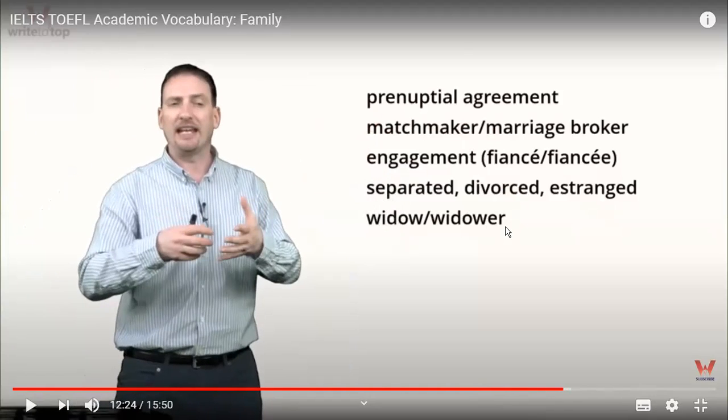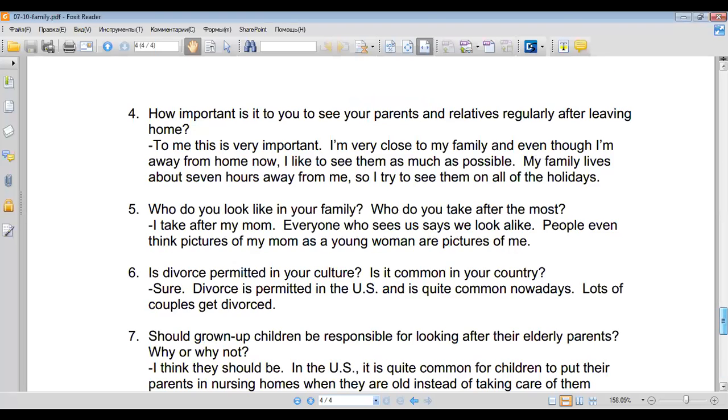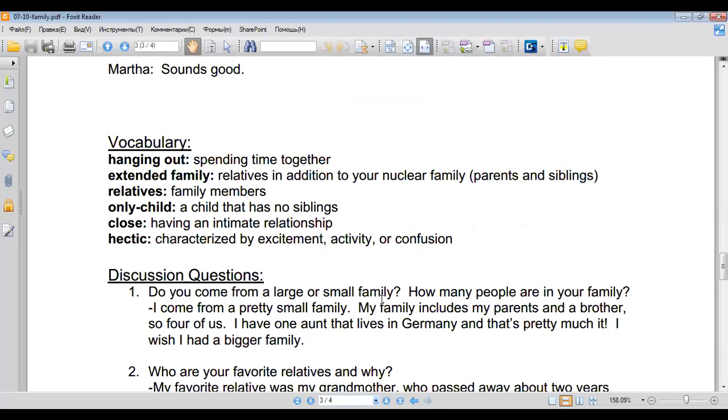So we have got 5 minutes. So let's speak about questions. Yeah, these questions. Let's see this one. Discussion questions. Do you come from a large or small family? How many people are in your family? Who can answer? May I, teacher? Farooq? Yes. Do you come from a large or small family? How many people are in your family?